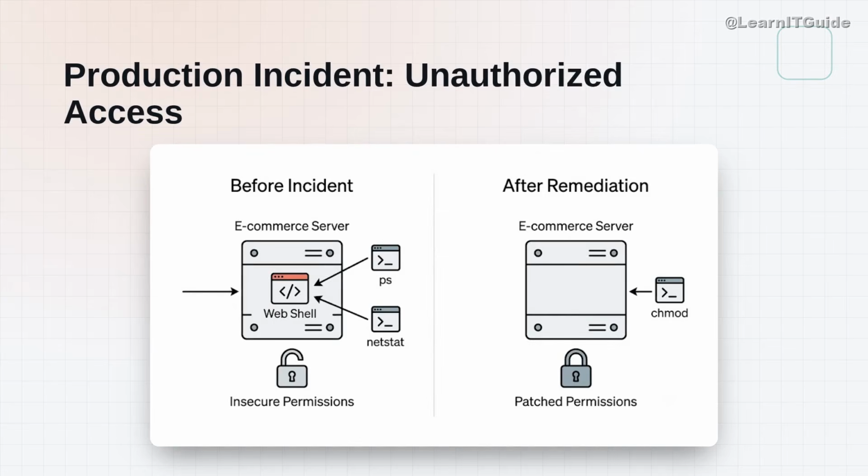An e-commerce platform serving 500,000 monthly users discovered an unauthorized web shell running on their server. By using the ps and netstat commands, the site reliability engineering team identified the suspicious process and traced it back to an insecure file upload permission. They immediately patched the permissions using chmod and updated their auditing rules to prevent future occurrences. This scenario shows why monitoring is just as important as setting permissions.